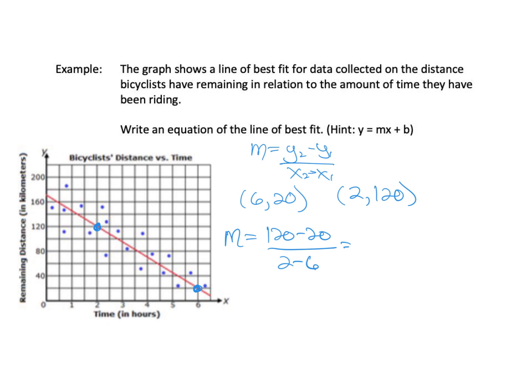120 minus 20 is 100. 2 minus 6 is negative 4. And then we want to simplify that down. So grab your calculator, put it in there, press enter. And then we're going to have negative 25.